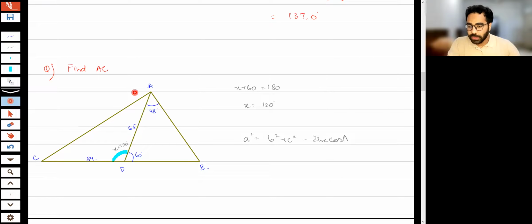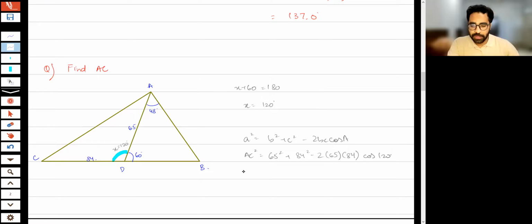Okay, so AC is my unknown side, so I'll write AC squared. B and C would be the adjacent sides of my angle, which is opposite to AC. So this would be 65 and 84. So B would be 65 and C would be 84, minus 2 into 65 into 84 into cos A. A is the angle opposite to my unknown side, which is 120 degrees.